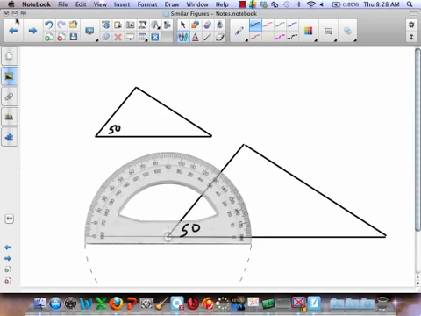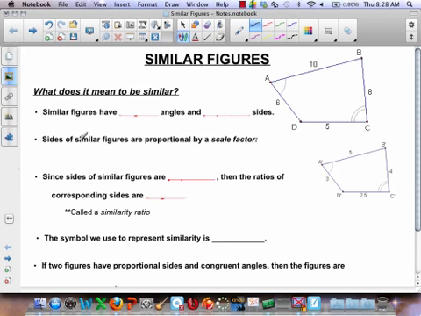So if we go back to this page, the thing I want you to really know is that similar figures have congruent angles and proportional sides. That's really the big idea for today. So two items are similar if they have congruent angles and proportional sides. That proportion is called the scale factor.